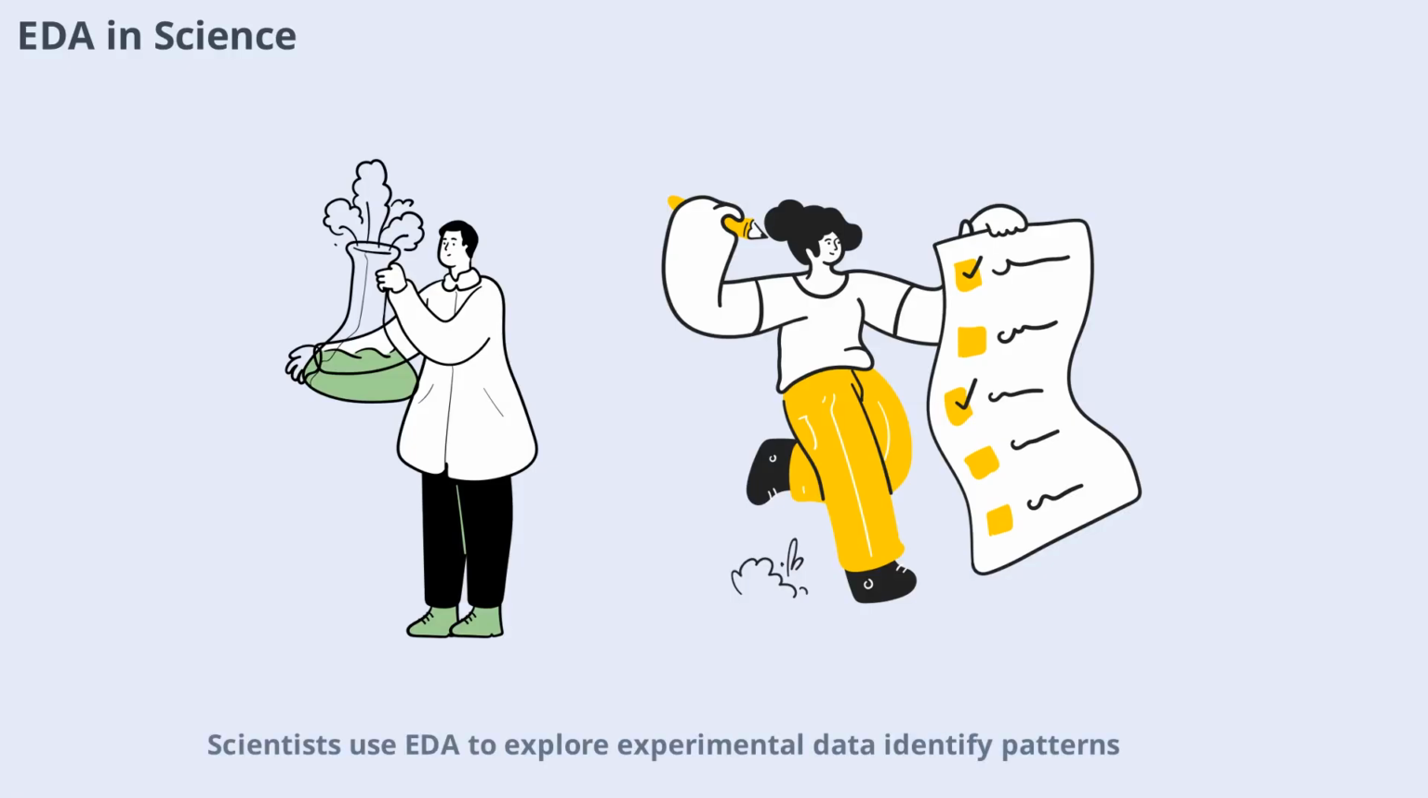Scientists use EDA to explore experimental data, identify patterns, and test hypotheses. By carefully examining their data, researchers can draw more accurate conclusions and design better experiments. EDA is a cornerstone of scientific analysis.